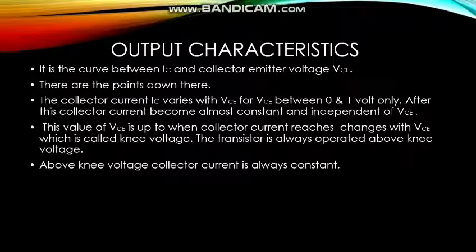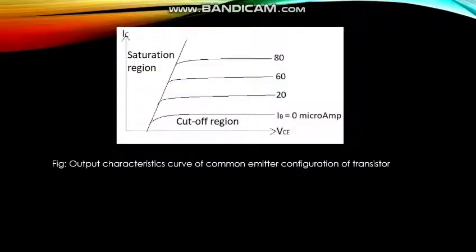And after this, collector current becomes almost constant and independent of VCE. Independent in the sense that however much you increase or decrease VCE after 1 volt, you won't see any changes in IC, right? So that means it is certainly independent of VCE, because however much you decrease or increase the VCE, you will find no change in IC. Whether there is VCE or not, it is always constant, because you can see the straight horizontal lines.